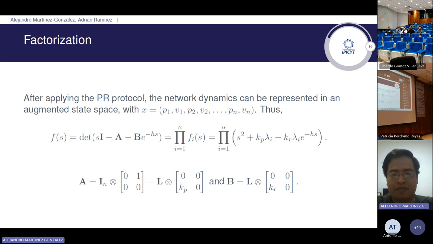decomposed into n different factors. And each factor has this form. Every factor has the same form and depends on the two gains and the Laplacian eigenvalues lambda i, and of course the delay h.